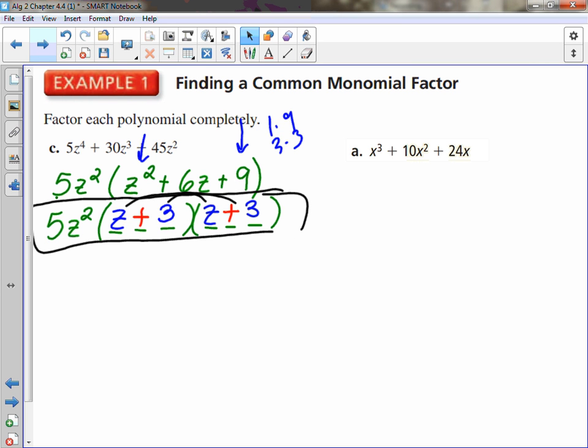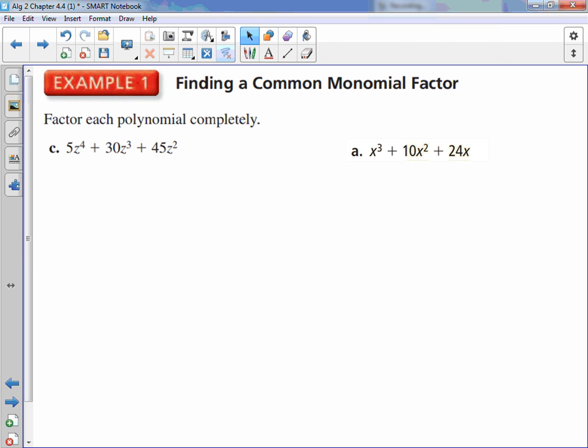Any questions on this here? Any questions on anything we've done so far? So this here is a lot of what we did when we factored in the last chapter, yes? The only difference is now we have a greatest common factor of something other than a number. We're also factoring out a variable. Questions on this here? Okay.